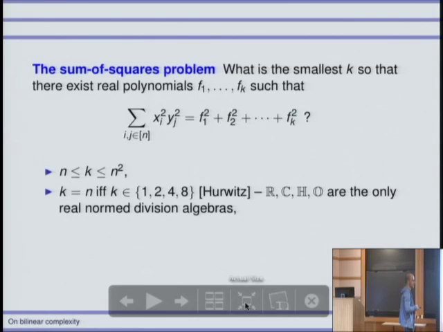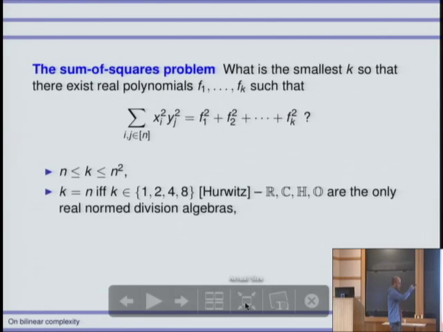Yes, that should be n. Yes. No, you are right. It makes a little more sense that way. Sorry. Here, k should be n, of course.